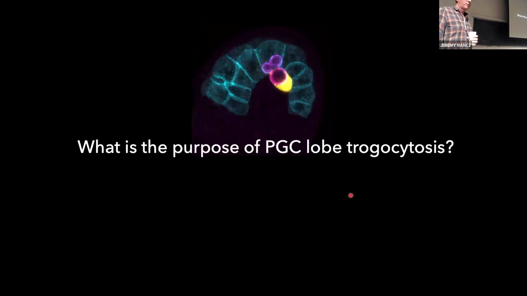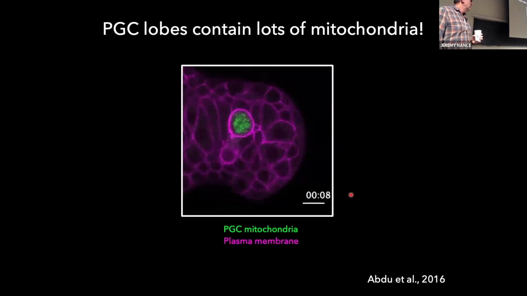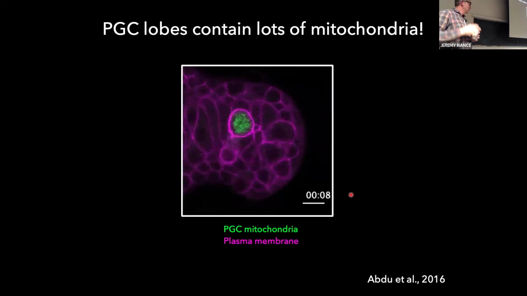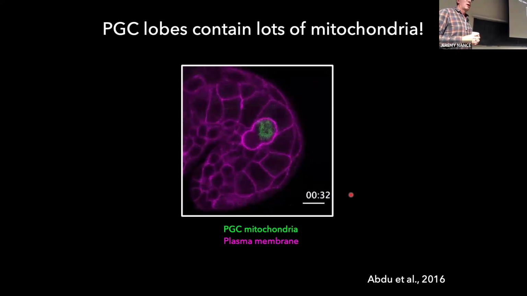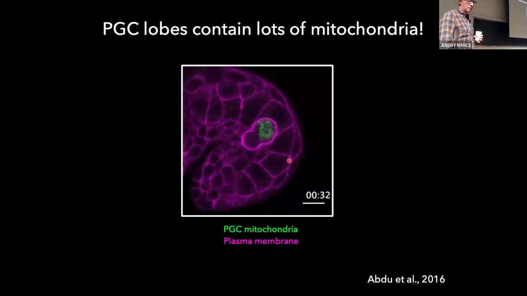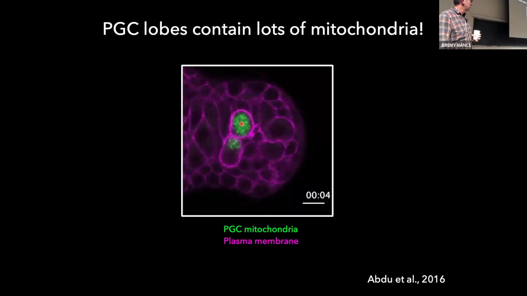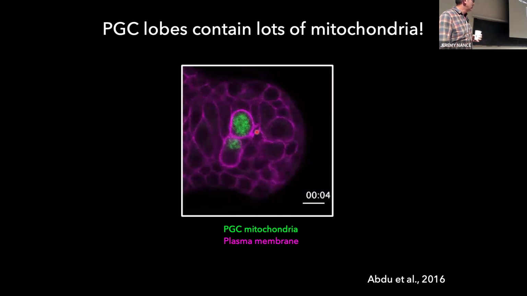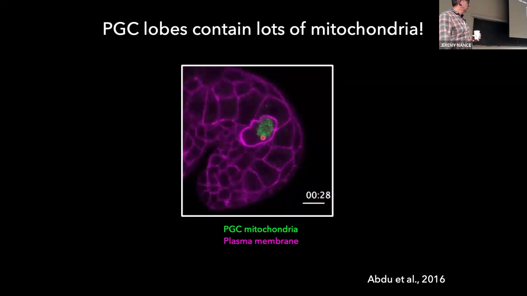Okay, so let's start with the purpose of trogocytosis. So we started looking around to see what was in those lobes. I showed you some EMs, and one of the things in those EMs were mitochondria. So we labeled mitochondria specifically in the germ cells. And in this movie, this cell is one of the germ cells. This is the lobe, and you can see all of these germline mitochondria moving up into the lobe here as it forms.